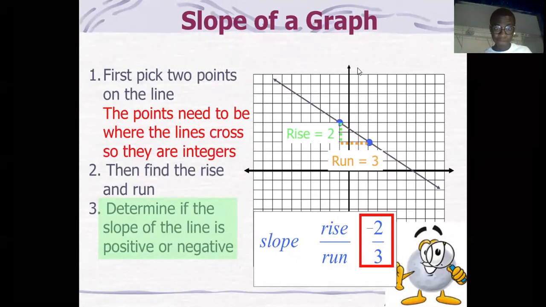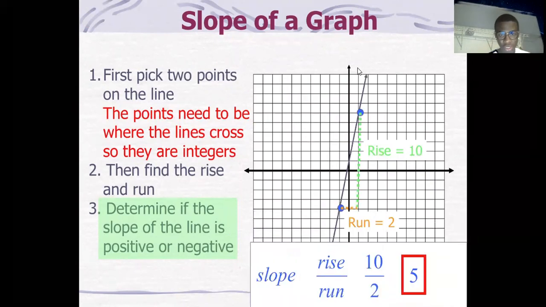Let's see, how can I explain this? It is negative because it's going downwards. This is where it starts. We're going down 1, 2, and because it's going down, it's negative. And then we're going 1, 2, 3 to the right. It's going to the right 3, and it's going down 2. So we have -2 over +3.